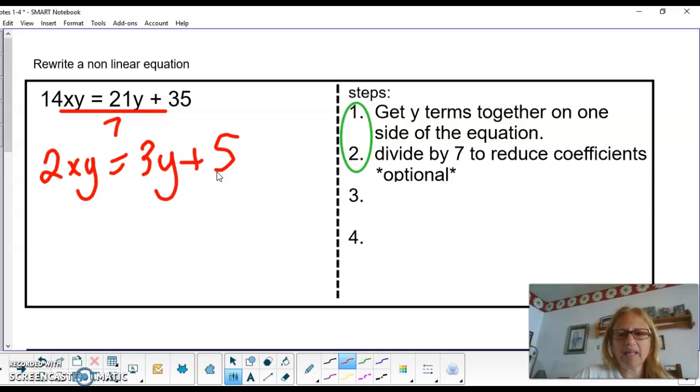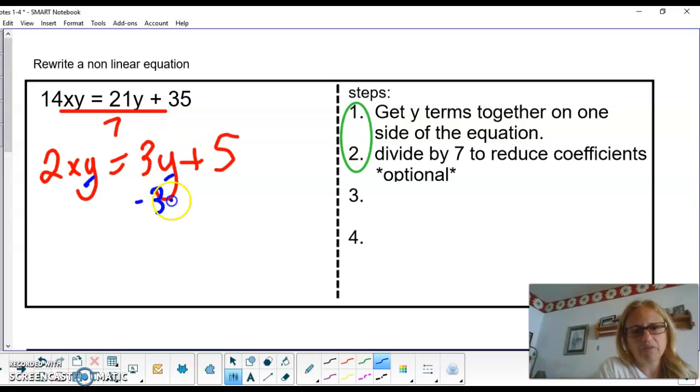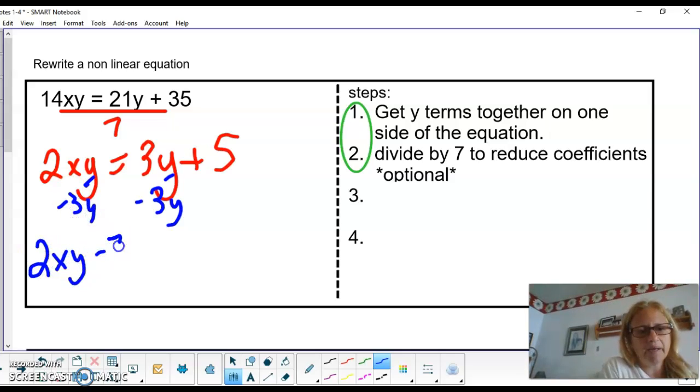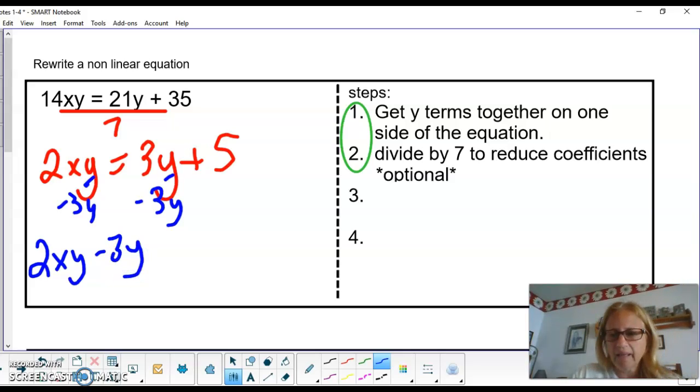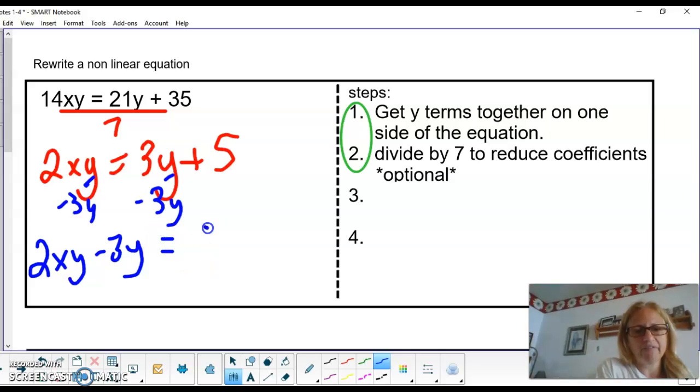So now we want to get the y terms together. So now look, this has a y and this has a y. We want to bring them together by subtracting. So we're going to subtract 3y. So now 2xy minus 3y. So why did I write it like that? Because I cannot simplify them. They are not like terms. Remember, like terms have the same variable, same exponent. So we're just going to bring down the 5.